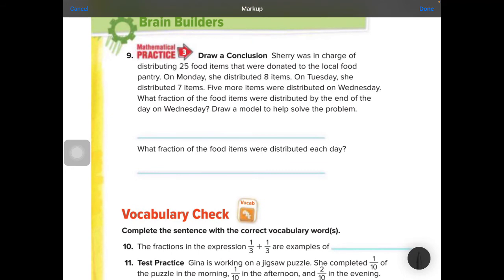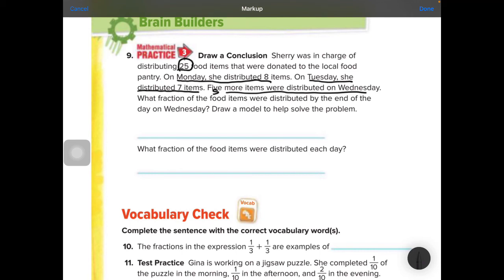Brain builders. Sherry was in charge of distributing 25 food items that were donated to a local food pantry. On Monday, she distributed 8. Tuesday, she distributed 7. 5 more items were distributed on Wednesday. What fraction of the food items were distributed at the end of the day on Wednesday?